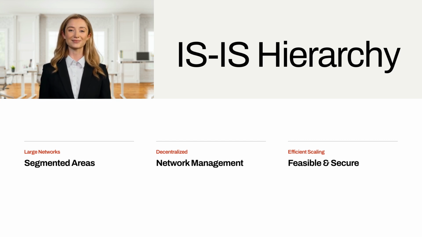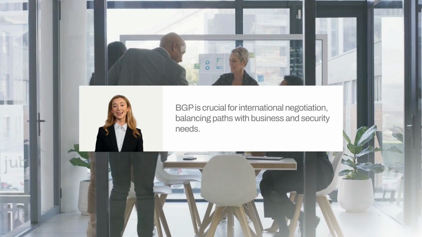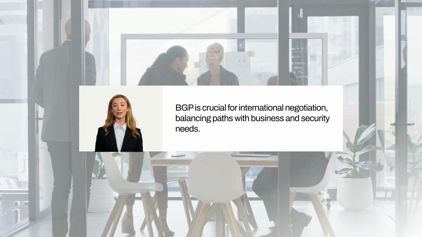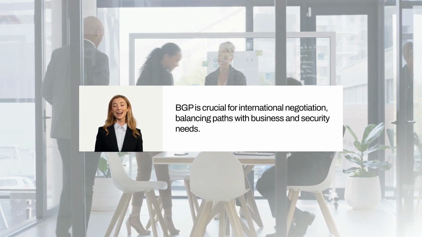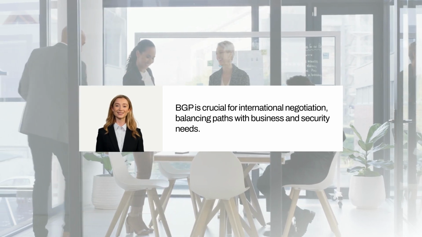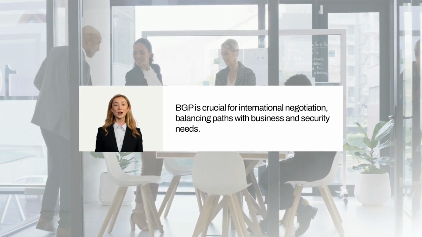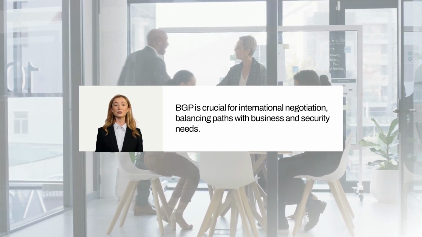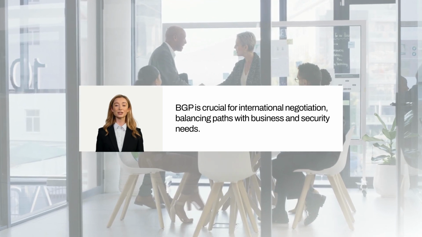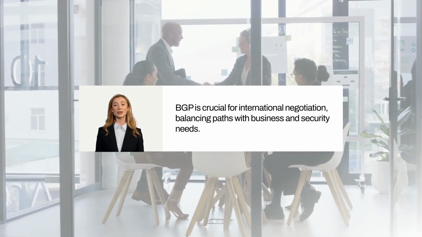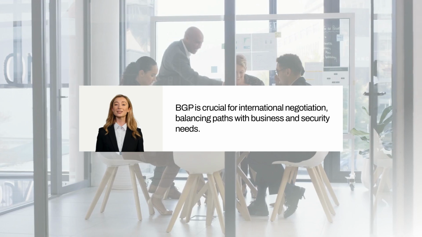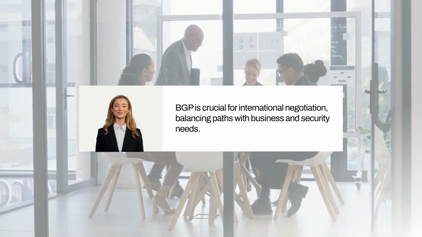BGP, however, is where the real international negotiation happens. It's not just about finding the path, it's about choosing paths based on business agreements, security policies, geopolitical considerations, and even environmental impact assessments. BGP lets network operators set complex rules about how their data should be routed, much like countries negotiating trade routes or diplomatic channels. This level of control means BGP can be both a powerful tool for connectivity and a potential point of failure if exploited by attackers, requiring constant vigilance and innovative security measures.